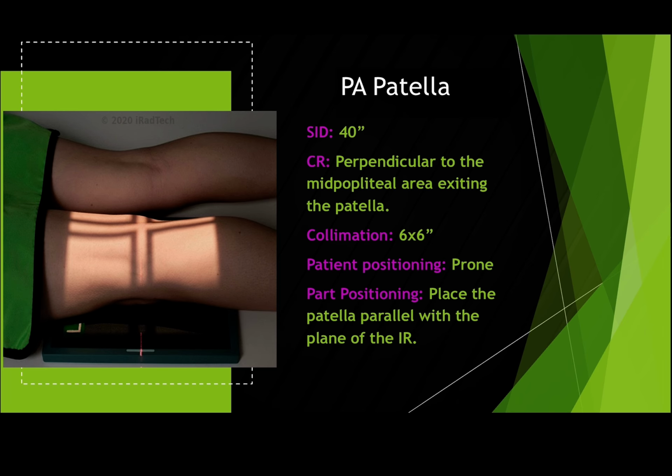So to perform this projection, we do an SID of 40. Our central ray is perpendicular to the mid-popliteal area exiting the patella. Collimation is 6 by 6. We want a nice tight collimation because we're just focusing on the patella, not the whole entire knee. Patient positioning is prone, and we place the patella parallel with the plane of the IR.